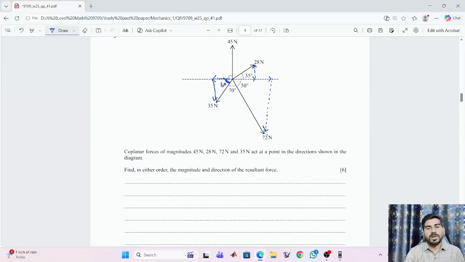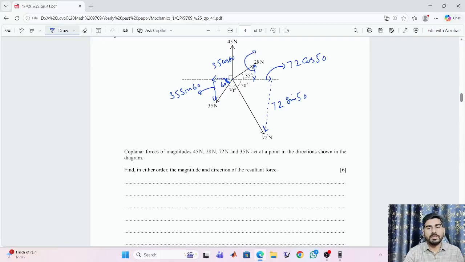Now we can write the perpendicular components here. This is the 35 Newton force, and this component is adjacent to the 60 degree angle, so it will be 35 cos 60 degrees. This perpendicular component is opposite to the angle, so 35 sin 60. Similarly, for the 50 degree angle, the 72 force has an opposite component 72 sin 50, and the adjacent component is 72 cos 50. Similarly we can write the rest of these two forces as well.